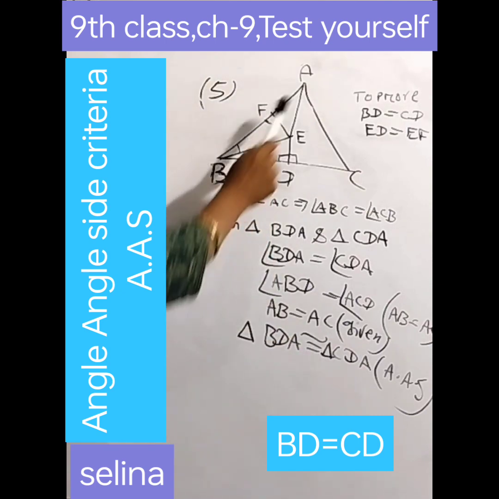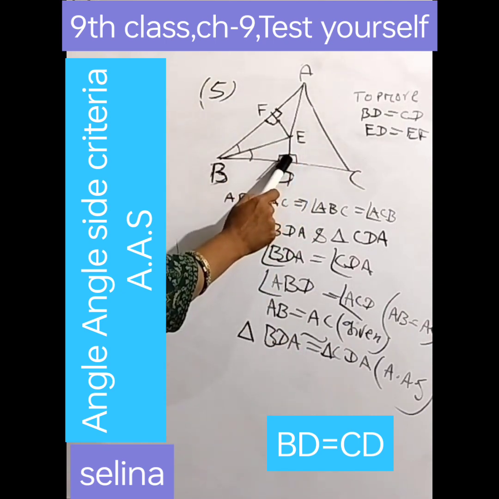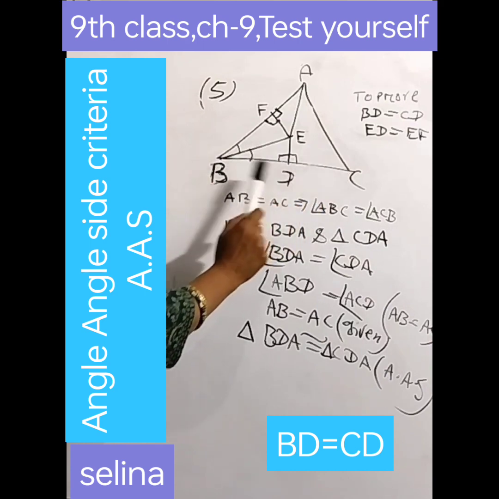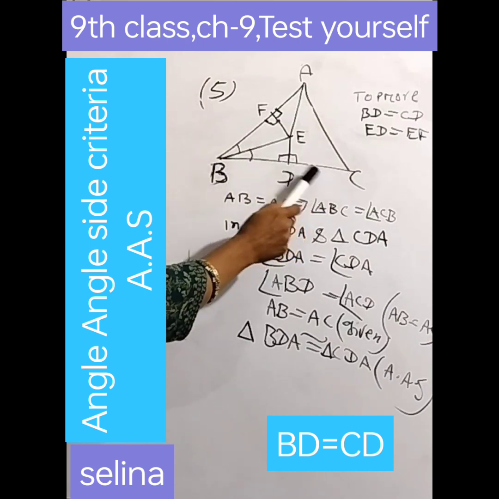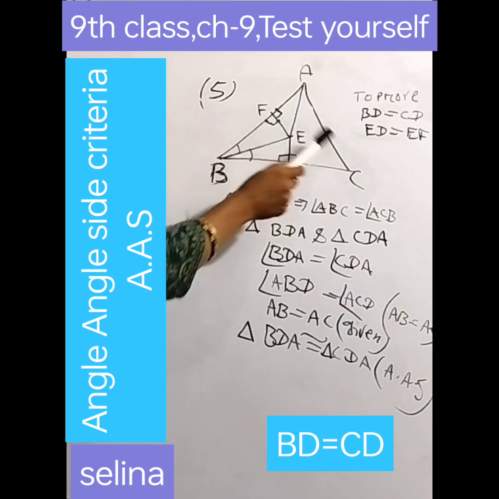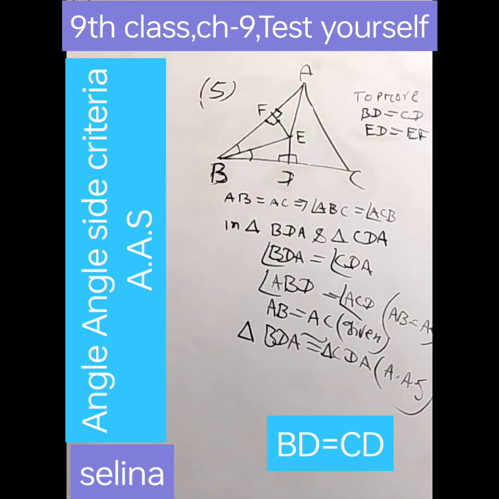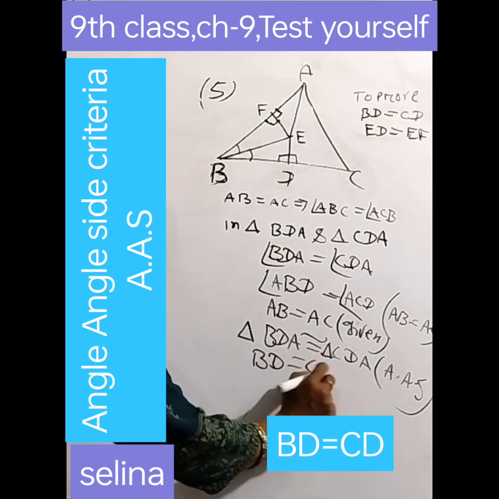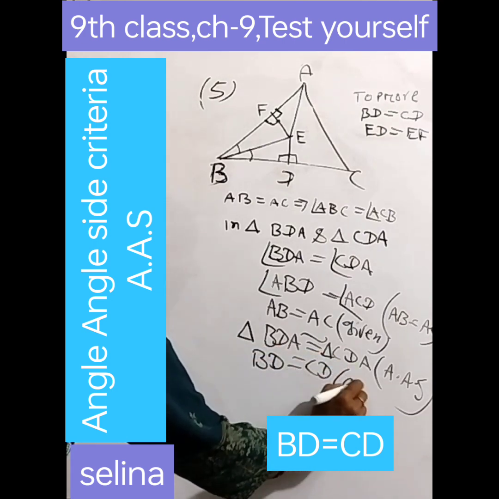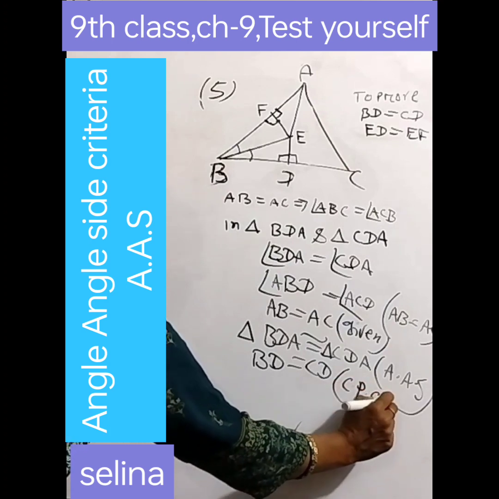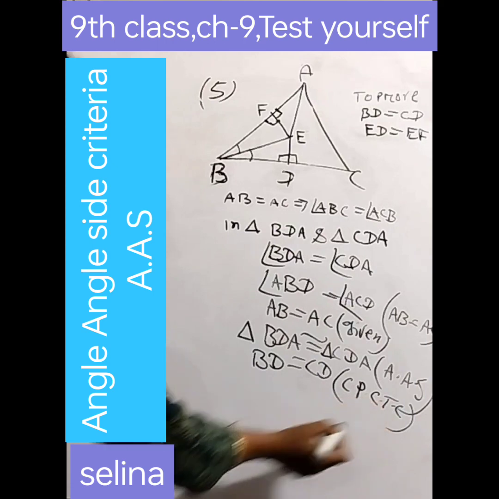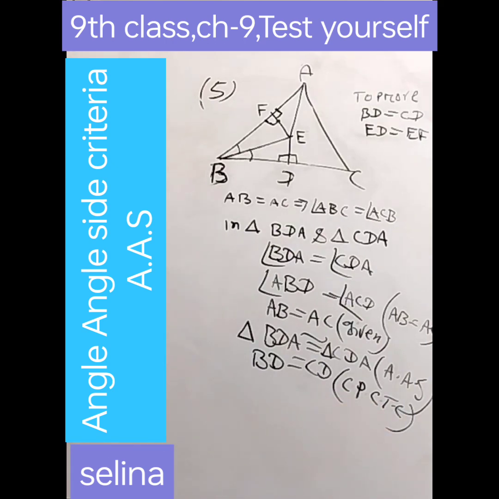So AB equal to AC and AD is common, so the third side is also equal. This is BD equal to CD. The corresponding sides are also equal. So write BD equal to CD. This is known as CPCTC, corresponding parts of congruent triangles are congruent. BD equal to CD, proved.